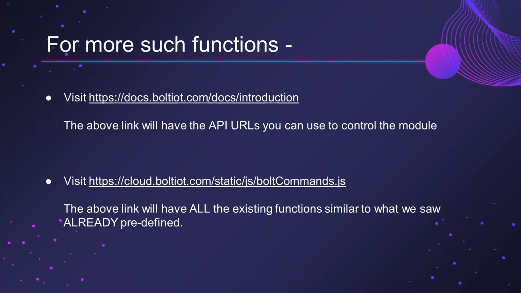So for more functions, you can go through the board commands.js. It will have all the functions ready already. All you have to do is include it in your JavaScript file and call it depending upon your web page. And the above link will have all the API URLs, the remote slash API key slash device ID, everything is present over this URL. So you will have it present. I will send the link.